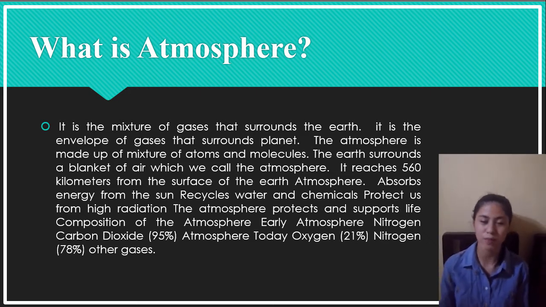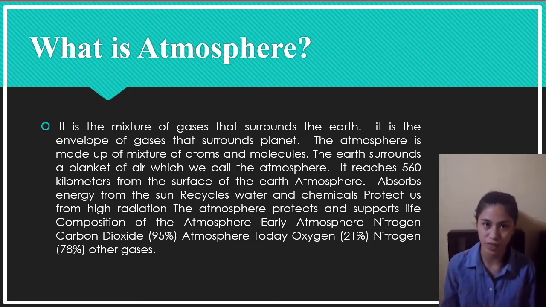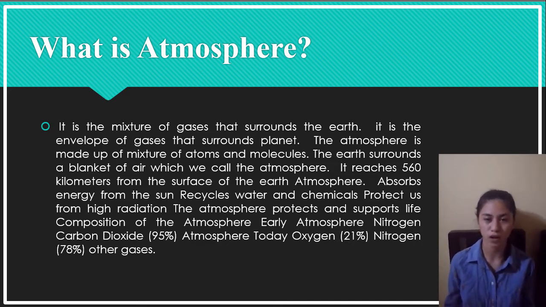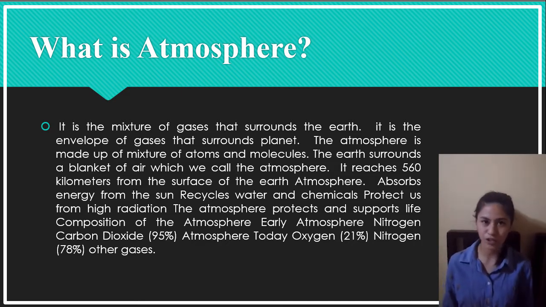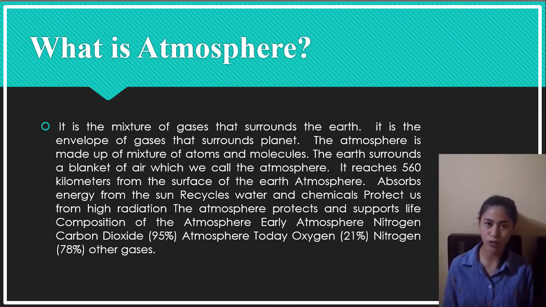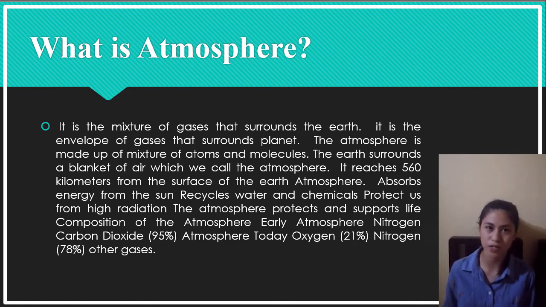The atmosphere is the mixture of gases that surrounds the Earth. It is the envelope of gases that surrounds the planet. The atmosphere is made up of a mixture of atoms and molecules. Another definition: the Earth is surrounded by a blanket of air which we call the atmosphere, which reaches 560 kilometers from the surface of the Earth.